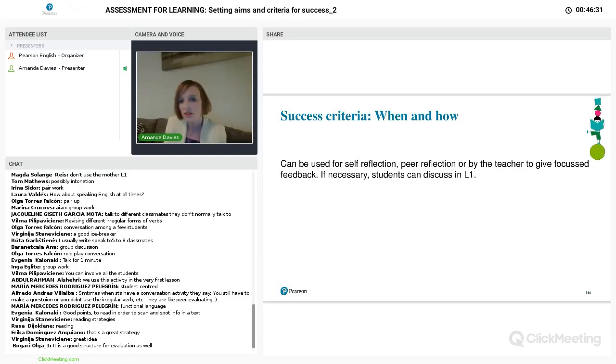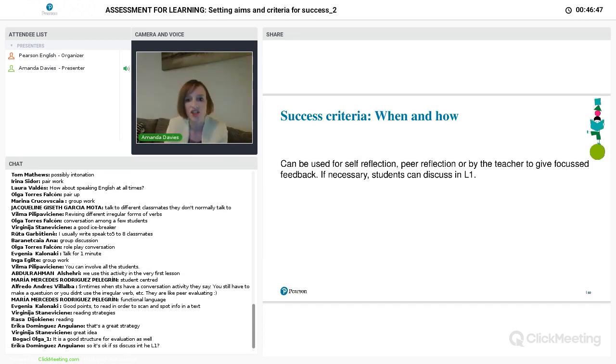Assessment for learning strategies, they can be quite tricky sometimes to do in English if students are low level. There's nothing wrong with asking students to discuss these strategies in their mother tongue, because of course you will then have a feedback session when you can help students to reformulate their ideas in English.